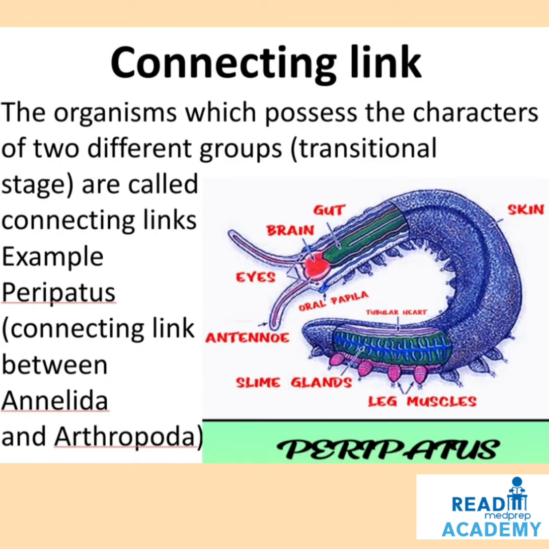Organisms which possess the characters of two different groups, which is called the transitional stage, are called the connecting links. Example, Peripatus, which is a connecting link between Annelida and Arthropoda. You can see the Peripatus in the image where it has an antenna, eyes, oral papillae, brain, gut, skin, leg muscles, slime glands and tubular heart. It is a connecting link between Annelida and Arthropoda.